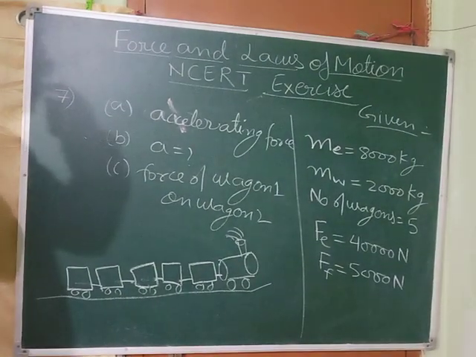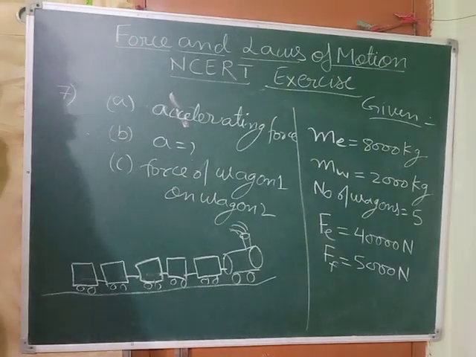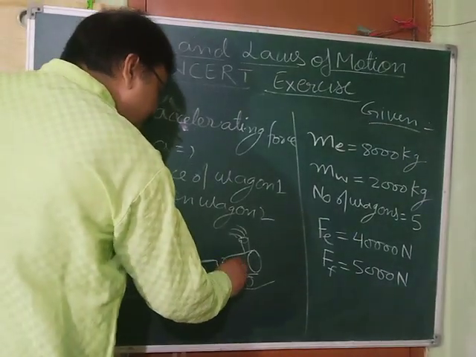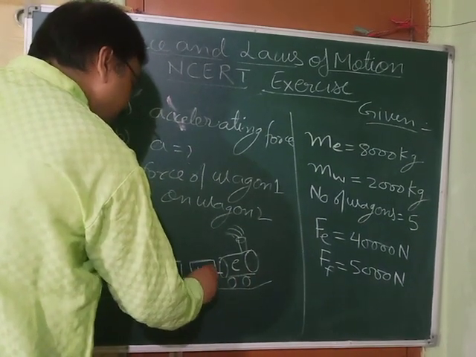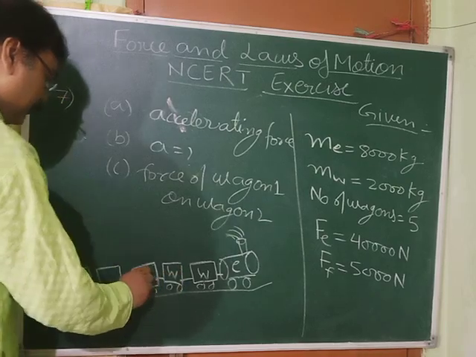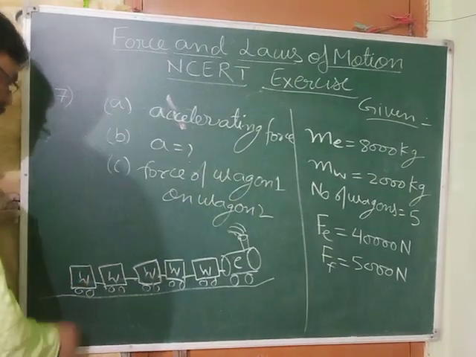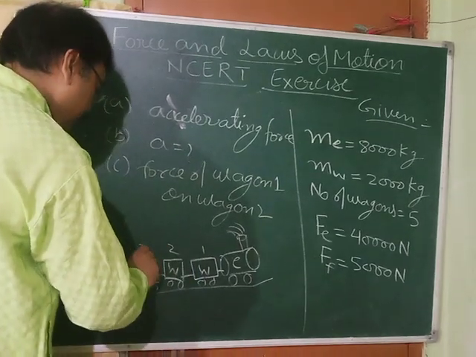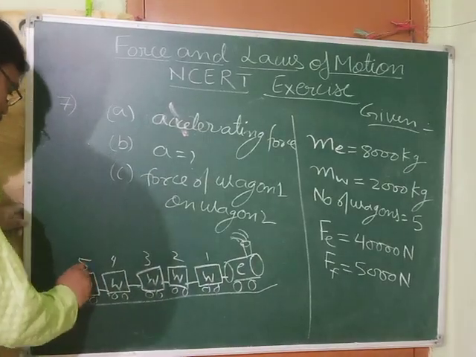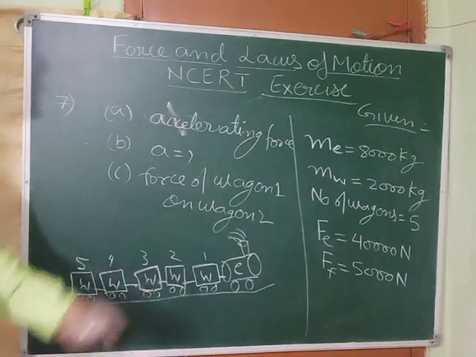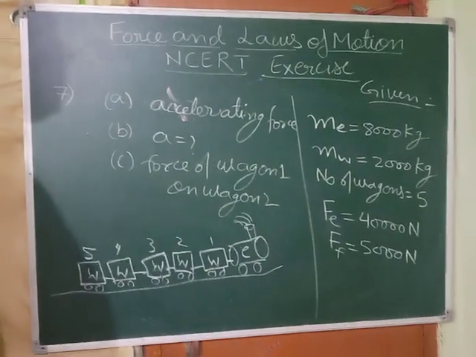A train is there. This is the engine, and these are the wagons, W. This is first wagon, second wagon, third wagon, fourth wagon, and fifth wagon. Bogies we call as wagons. Now, what is the question?